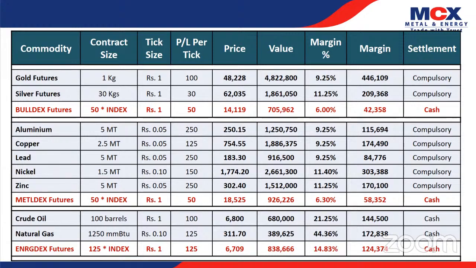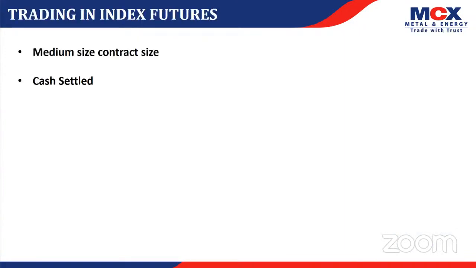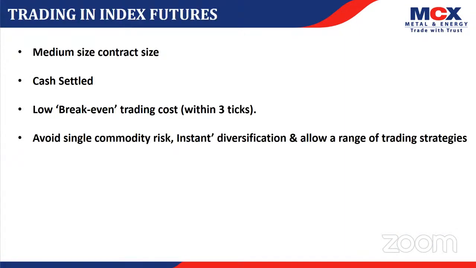They're cash settled products, with lesser contracts, lesser margin, lesser risk. So these could be seen as products on which some strategies could be made. Overall, some advantages of index derivatives: they are medium sized contracts, cash settled, with a very low break even, maybe in some 3 ticks are enough, in some 4 ticks.